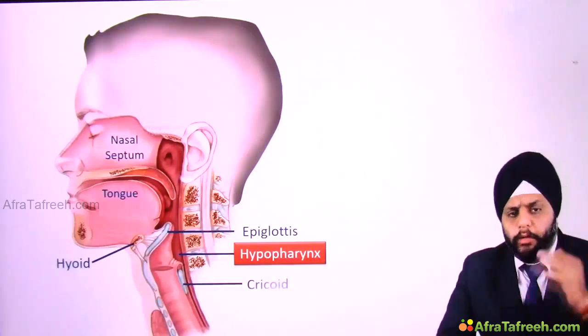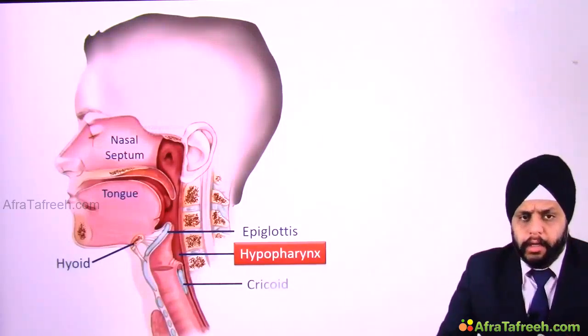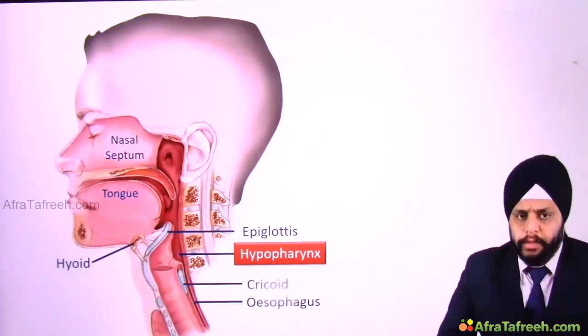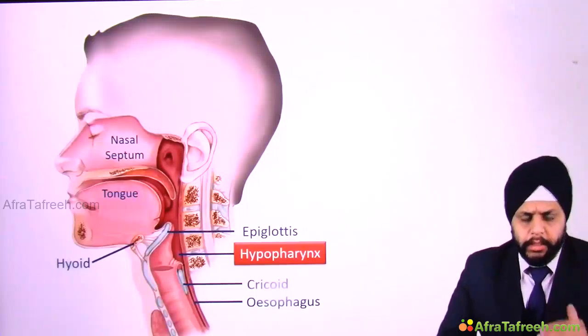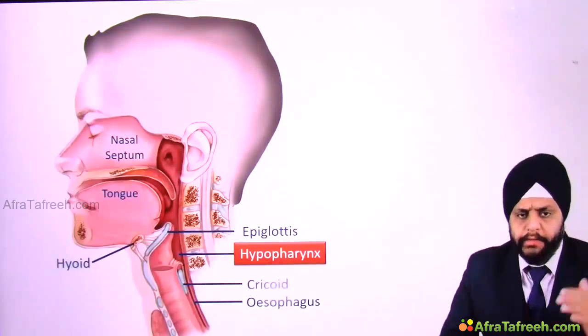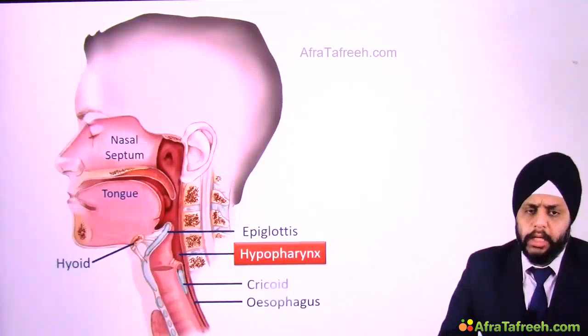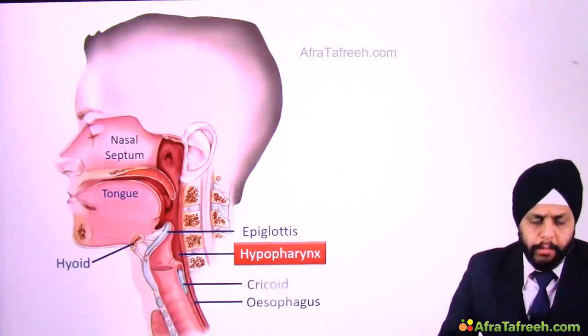And below the lower end of cricoid cartilage starts the esophagus. So that's at the level of C6 cervical vertebra that the lower end of cricoid cartilage lies, and from here starts the esophagus. Okay, right.